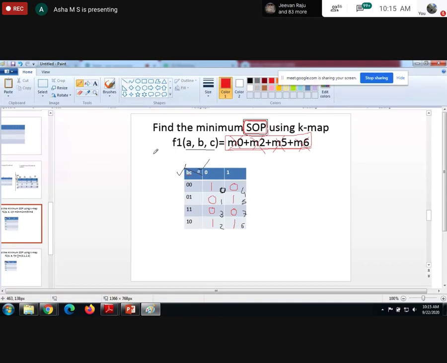You can't group 3, 5, 7 like that. It should be a pair. Pair means 2. The next group is a quad. Quad means 4. The next can be an octet, which means 8. Are you getting what I am saying?